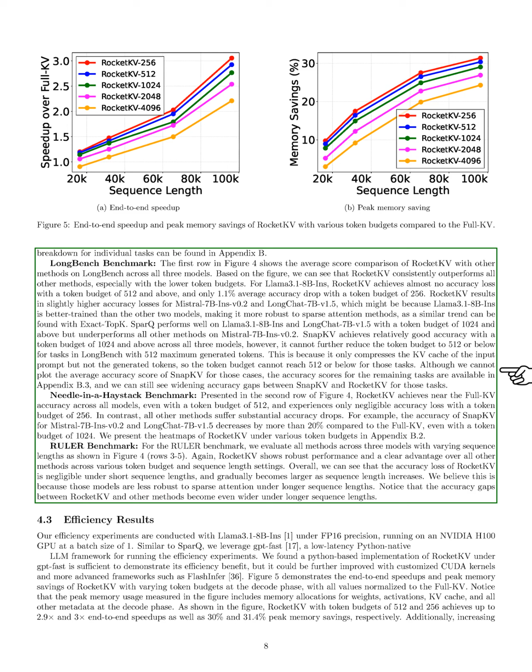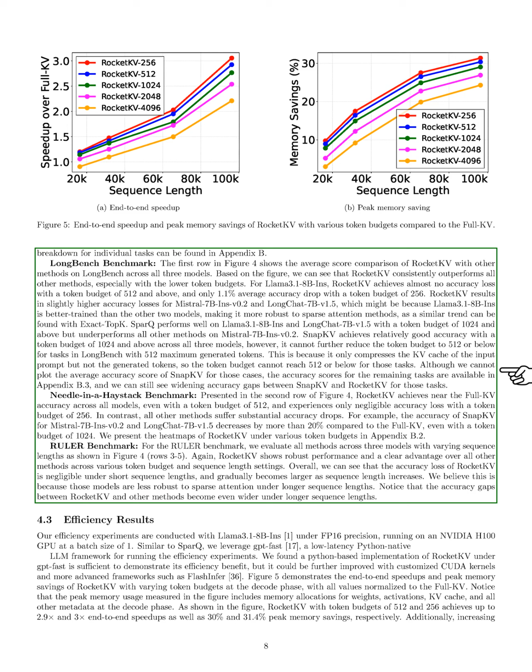For the needle in a haystack benchmark, RocketKV achieves accuracy close to full KV across all models, even with a token budget of 512, and shows negligible accuracy loss with a budget of 256. In contrast, other methods experience significant accuracy drops, with SnapKV showing over a 20% decrease in accuracy for Mistral 7B INS v0.2 and LongChat 7B v1.5 compared to full KV, even at a token budget of 1024. We provide heat maps of RocketKV under various token budgets in the appendix.